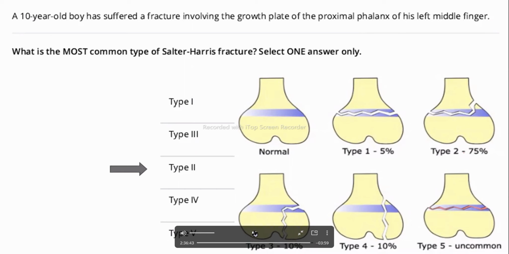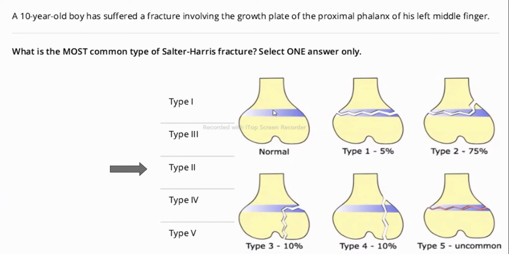Proximal phalanx of his left middle finger. So which type here, regarding the scenario, not the question? I'm talking about the scenario. Type 1. Growth plate of the proximal phalanx of his left middle finger. So growth plate here means type 1. Also growth plate could mean type 5, but he did not say compressed. So type 1 here means only involvement of the growth plate.